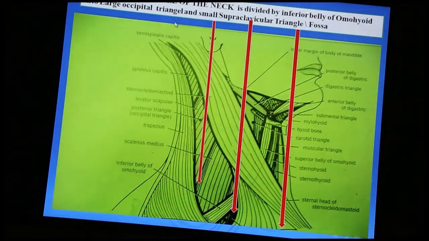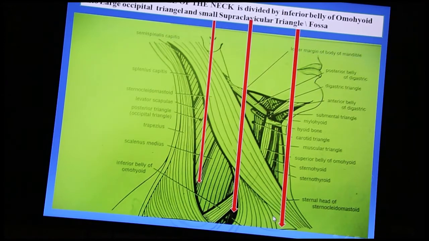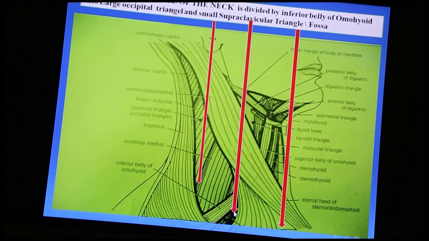The posterior triangle of the neck is divided by the inferior belly of the omohyoid. This area is known as the supraclavicular triangle, and this area is known as the occipital triangle of the neck. This is the supraclavicular fossa and supraclavicular triangle, and the whole area is the occipital triangle.